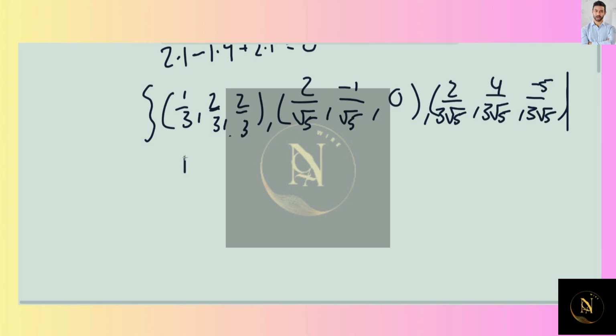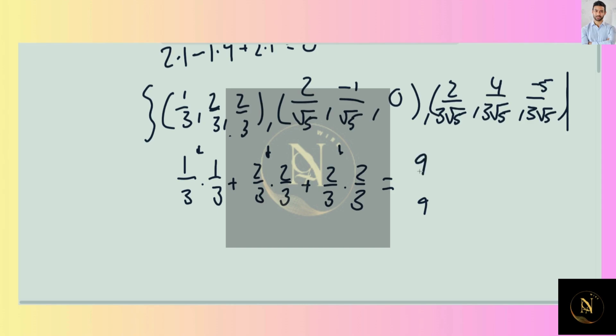So we get 1/3 times 1/3, the dot product with itself, plus 2/3 times 2/3 plus 2/3 times 2/3. Okay, what do we get? We get something over 9, and it's going to be 1 plus 4 plus 4 equals 9 over 9. That looks like a 1 to me. So that first vector is indeed normalized. It has magnitude 1.